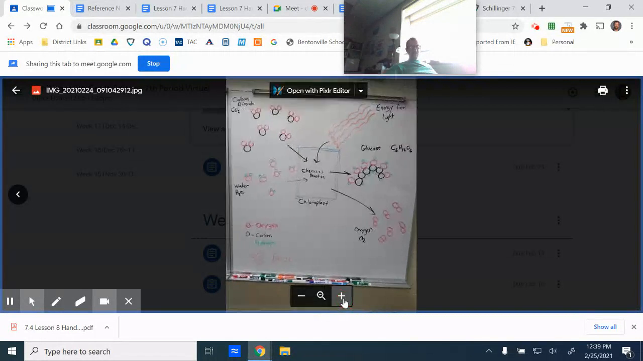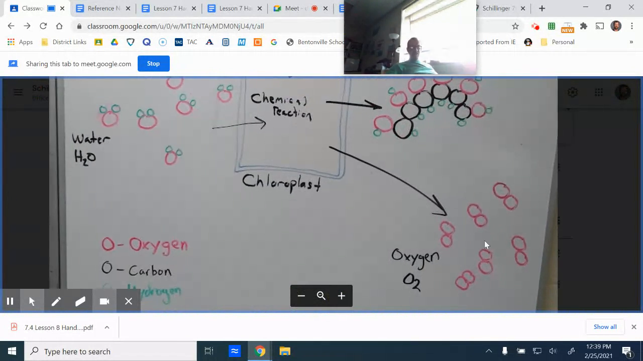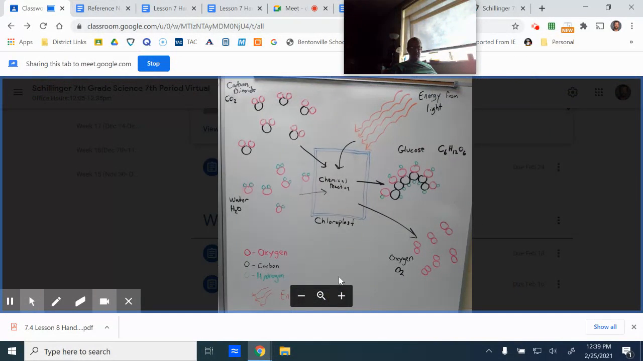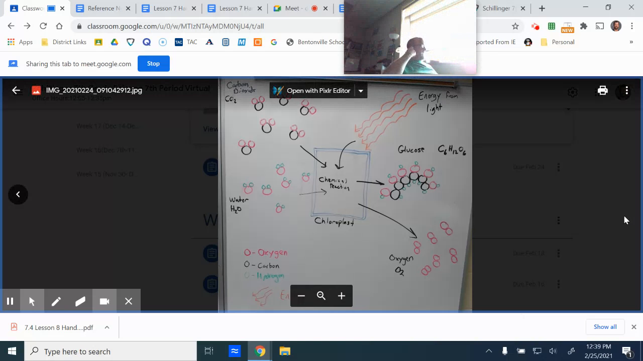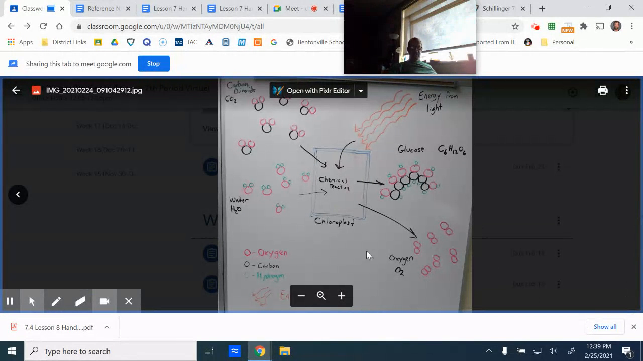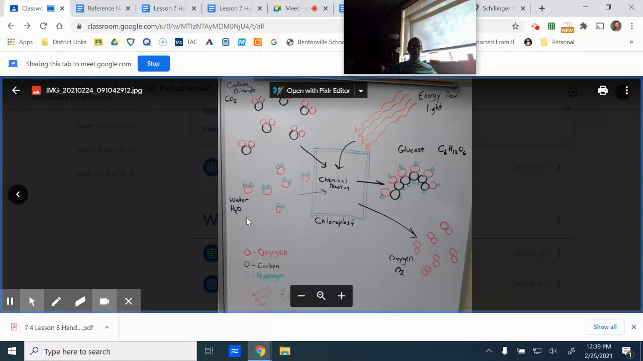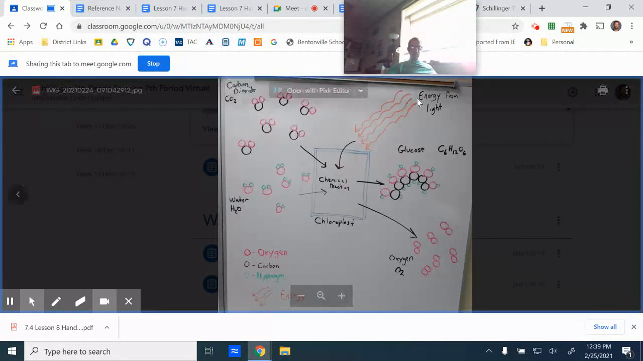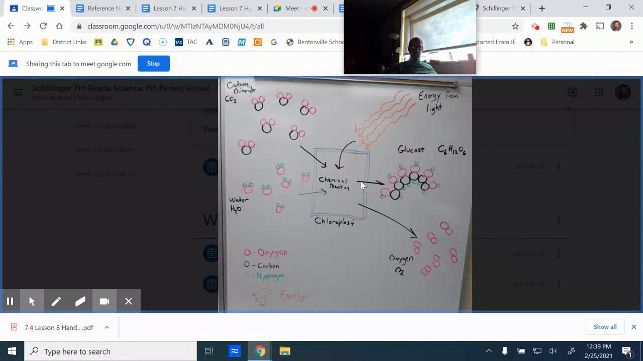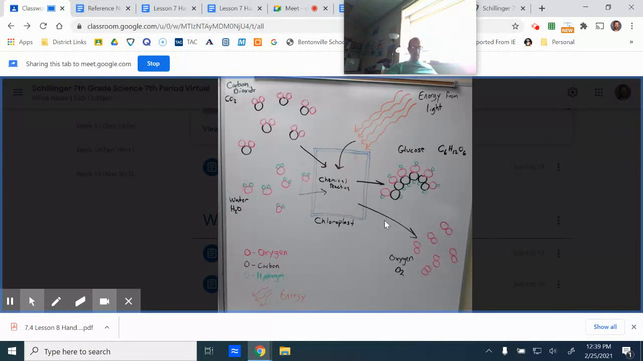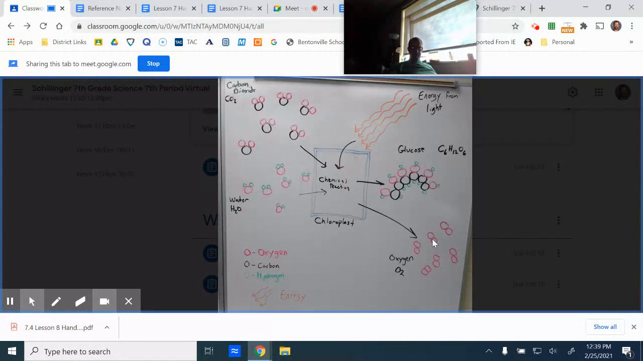Yes. So, guys, look at this picture. This is the picture that is in the last assignment. This is the one that you need to know for the test. So this blue box is the chloroplast. So the carbon dioxide comes into the chloroplast, the water comes into the chloroplast, energy from the sunlight comes into the chloroplast, glucose comes from the chloroplast, and oxygen comes out of the chloroplast.